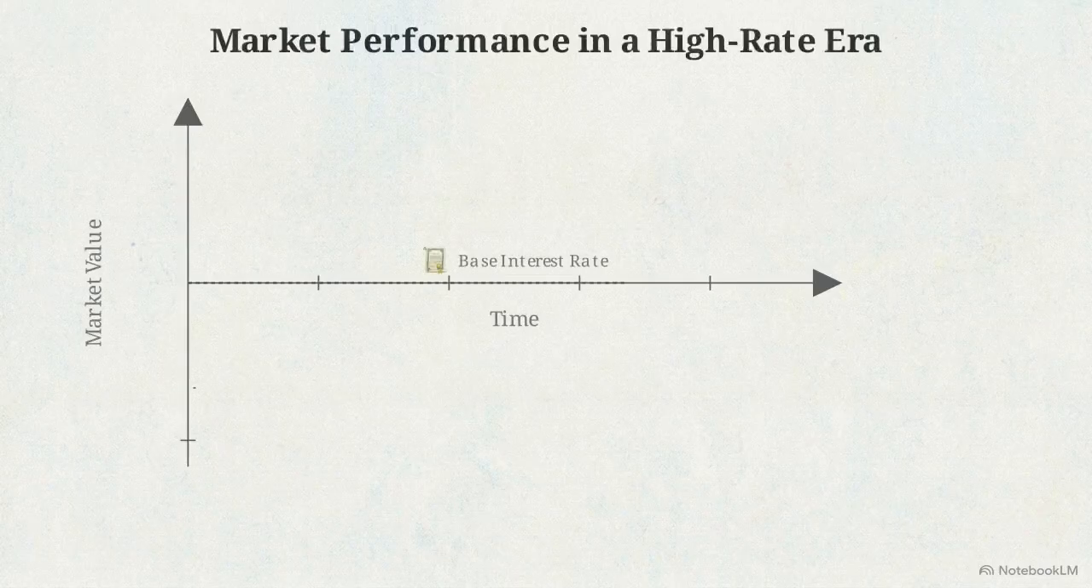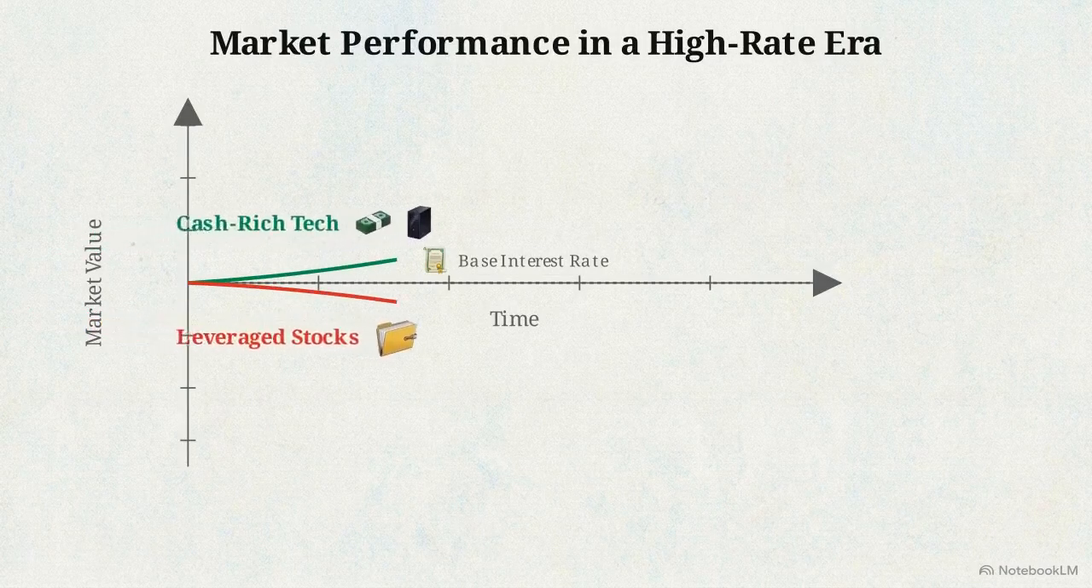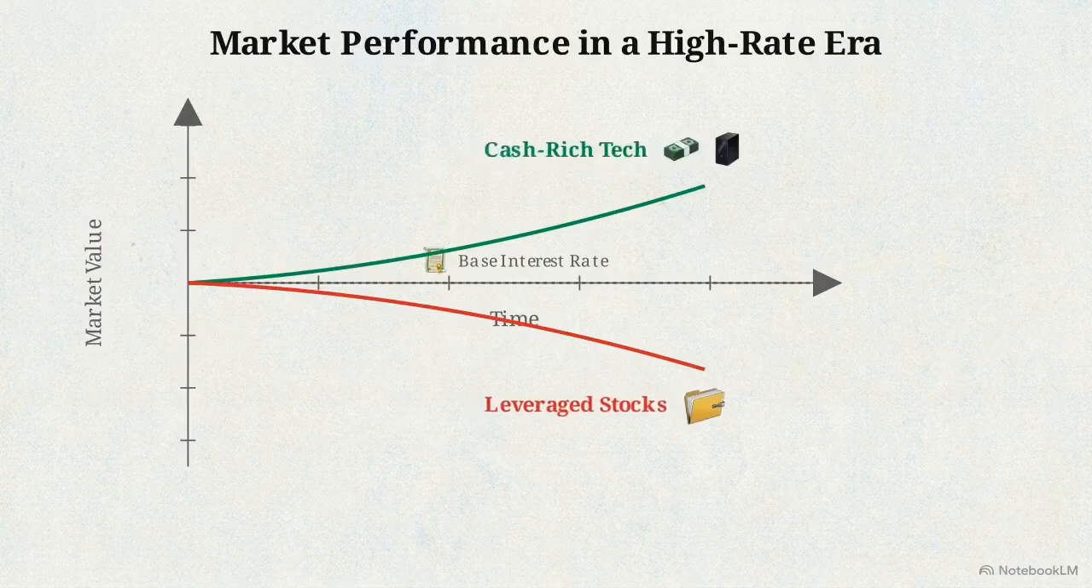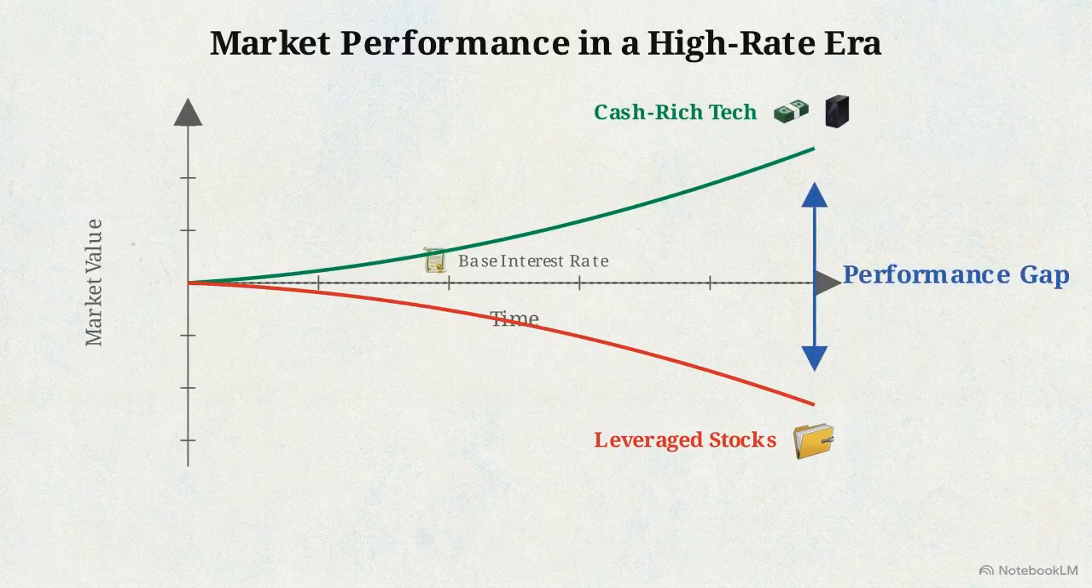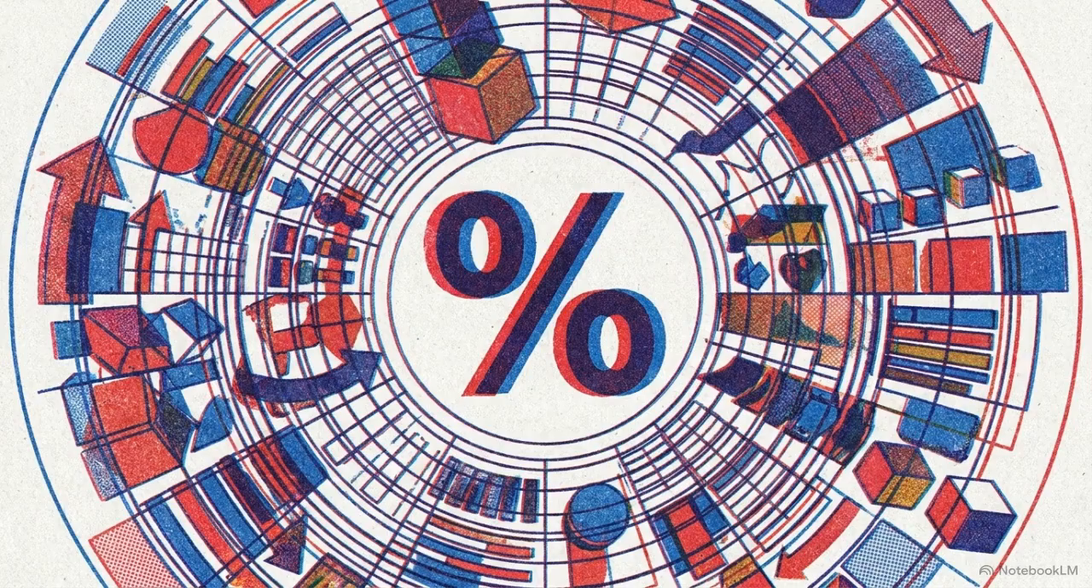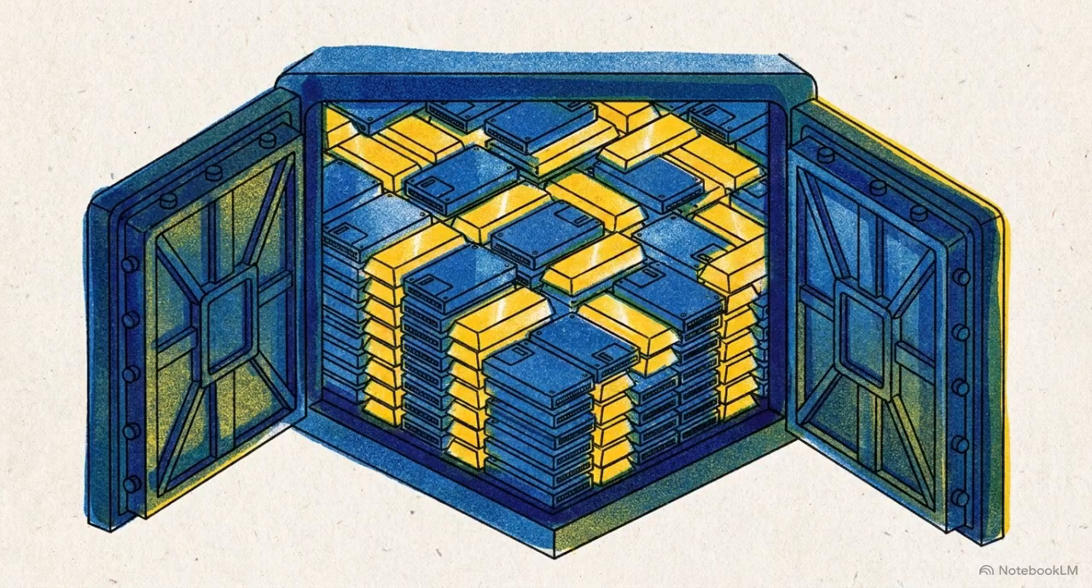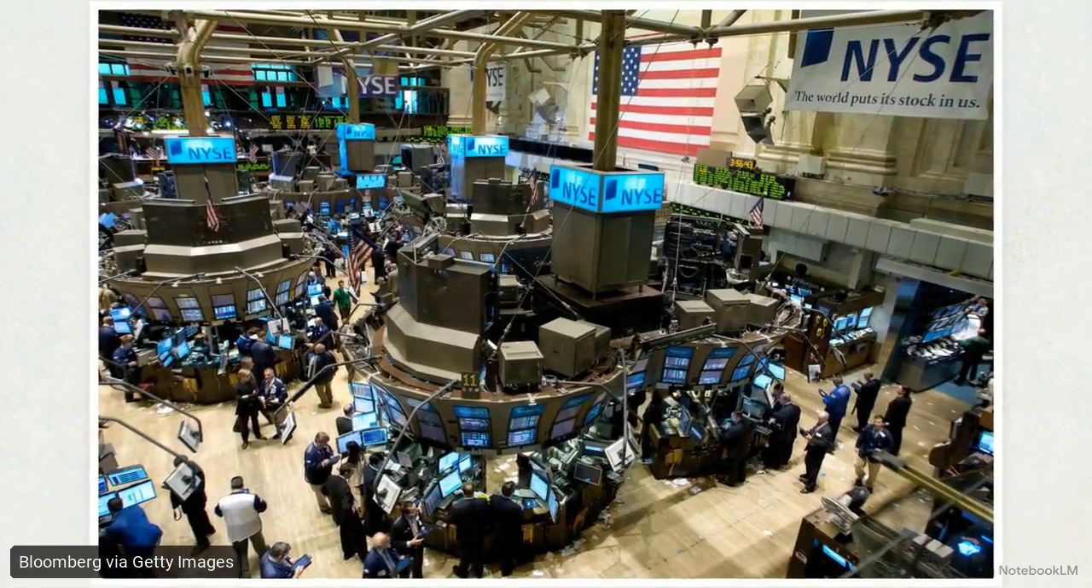This dynamic is why highly leveraged dividend stocks have struggled to keep pace with cash-rich tech companies recently. Interest rates act as the gravity of the financial world. When that gravity increases, the optimal strategy for corporate survival flips from borrowing to hoarding. This leads us to a final market paradox.